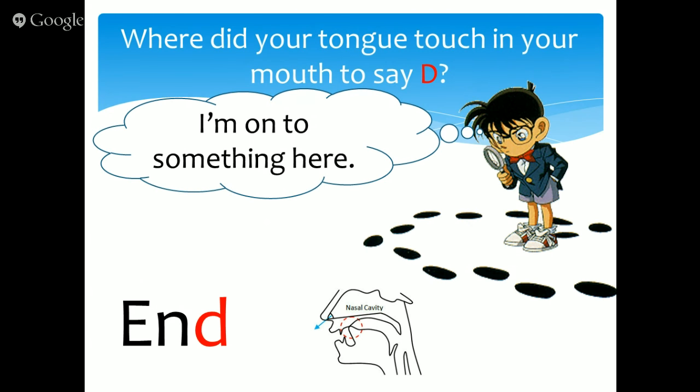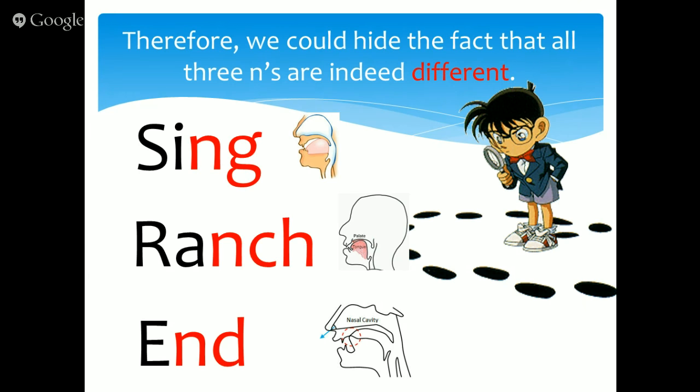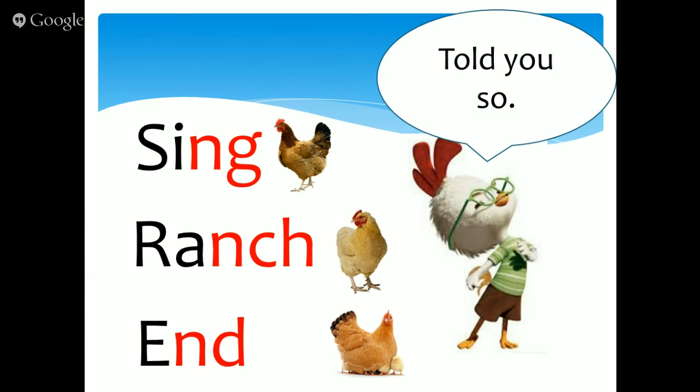So, I think we're on to something. Both the N and the consonant that came after it are pronounced using the same position of the tongue. That's very interesting. So we could ignore the fact that these are really three different N sounds in English that we're pronouncing, and just pronounce them according to what comes after N. So we pronounce the N in sing according to where our tongue is when we say G. We pronounce the N in ranch according to where our tongue is when we say cha. We pronounce the N in end according to where our tongue is when we say D. So, yes, the Ns really are different.